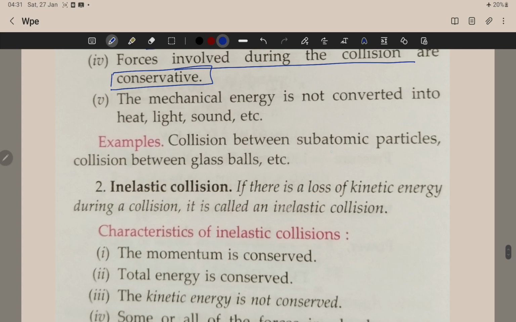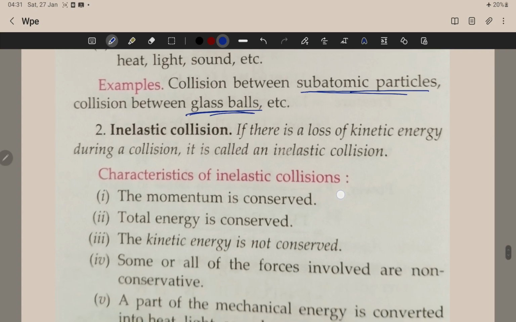An example is collision between subatomic particles. They are examples of elastic collision: the collision between subatomic particles and the collision between glass balls.